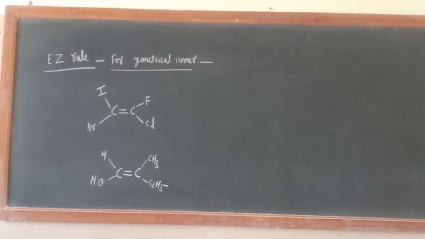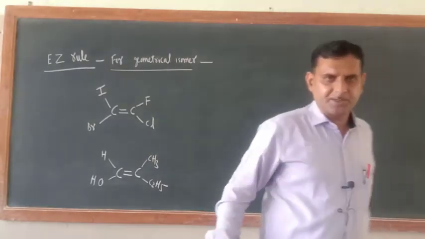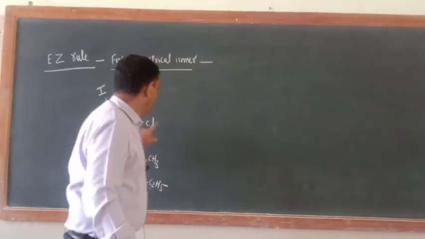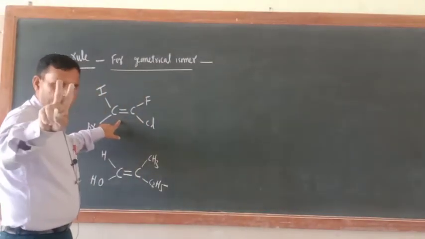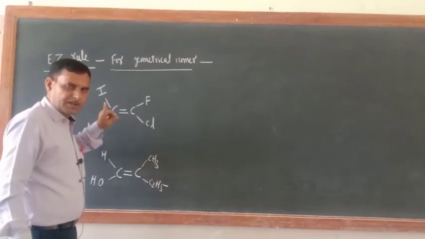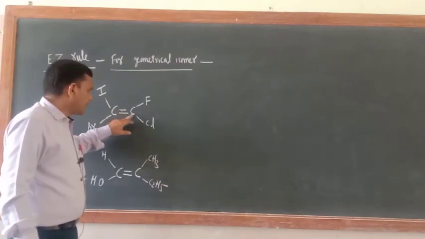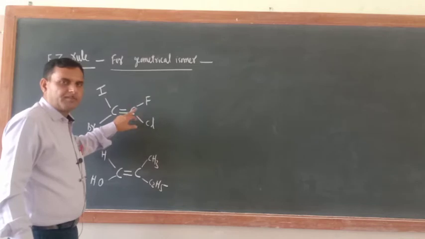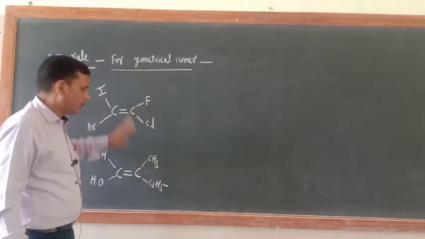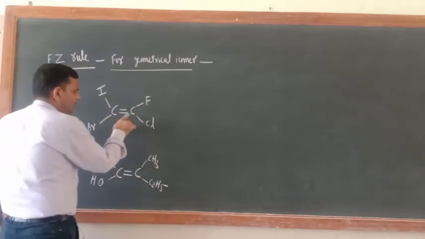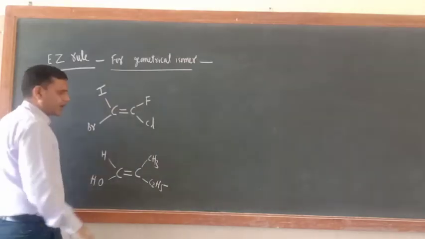Okay, so just see the EZ rule. What are the conditions for a geometrical isomer? Number 1, the molecule must have a carbon double bond, at least one double bond. Second, each double bonded carbon atom must have 2 different groups. Okay, so now here these are the 2 carbon atoms.